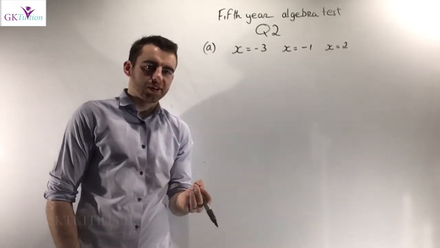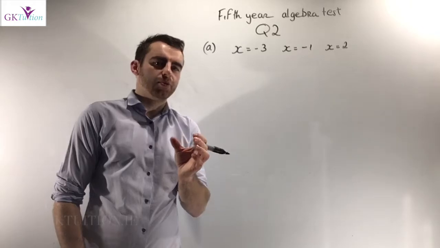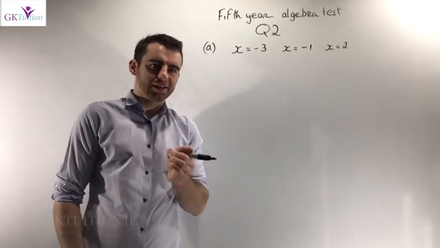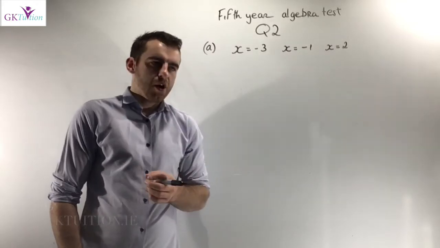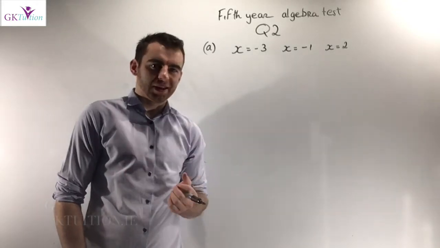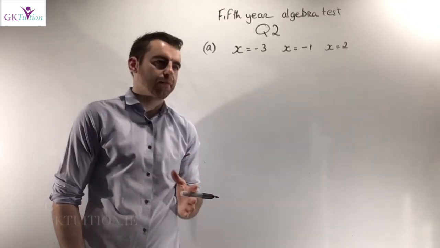The points are across the x-axis. And we're asked to verify that this cubic can be written as x cubed plus 2x squared minus 5x minus 6. We're told that the point (0, -6) is also on the curve, so we can use that at the end in order to verify it, to double check.